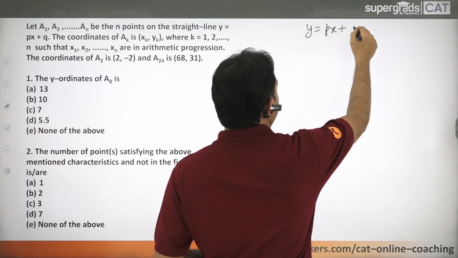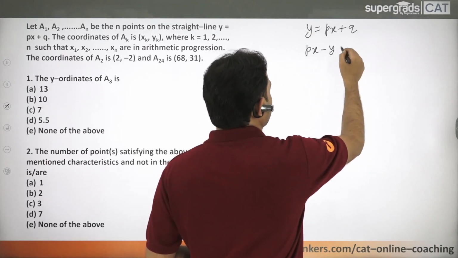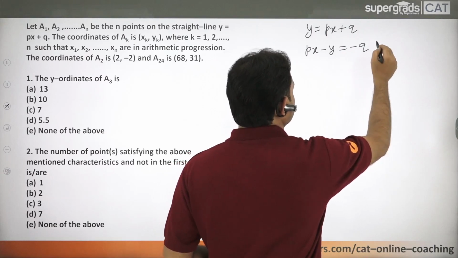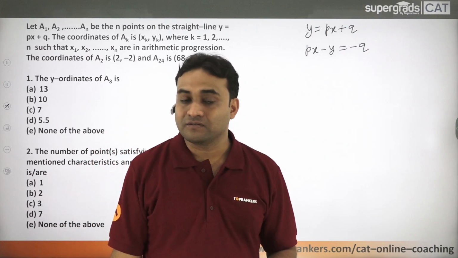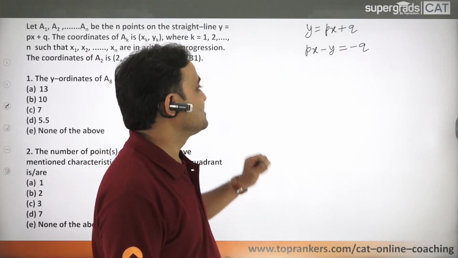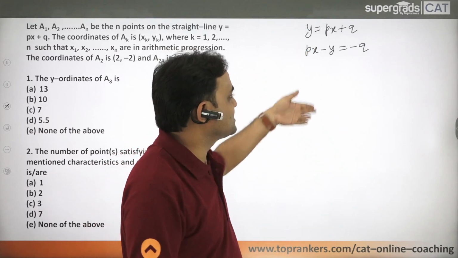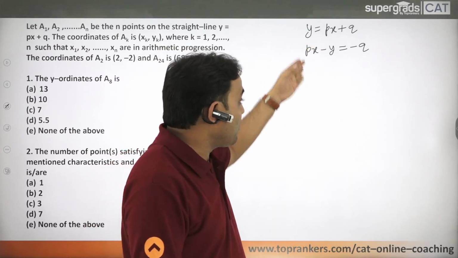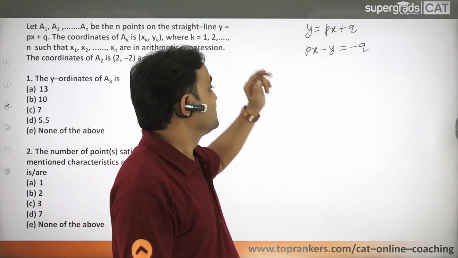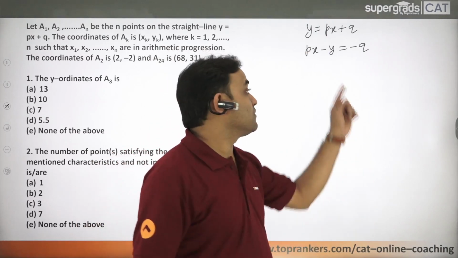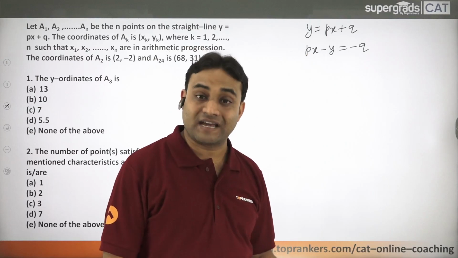Y is equal to px plus q, or we can also say px minus y is equal to minus q. Now, during integral solution in linear algebra, you must have learned that whenever you take different integral values of x and y, they always change with respect to their coefficient. The value of x will change with respect to the coefficient of y, and the value of y will change with respect to the coefficient of x.